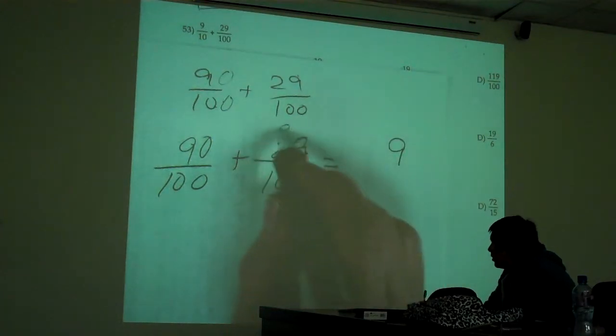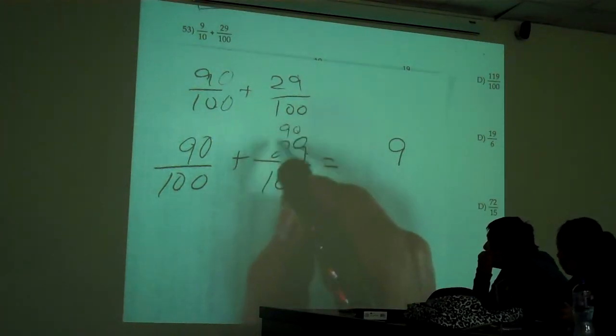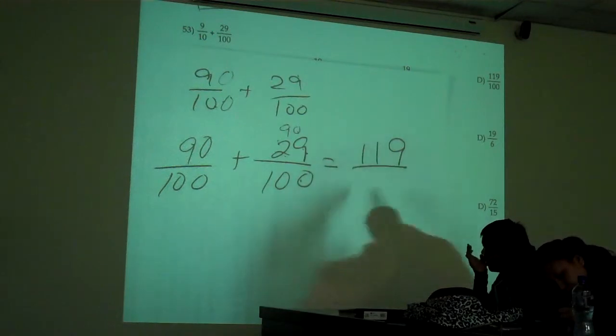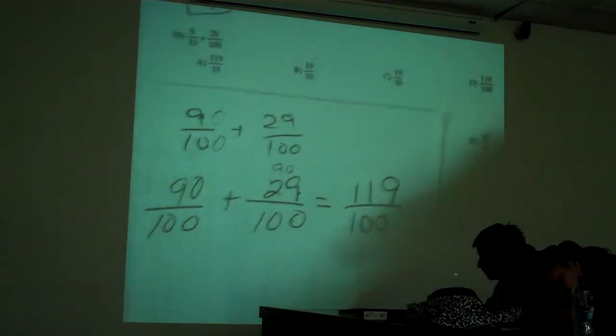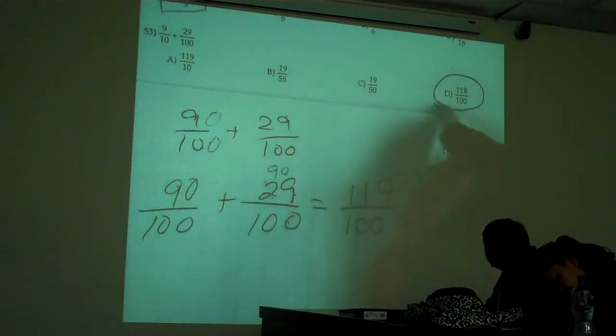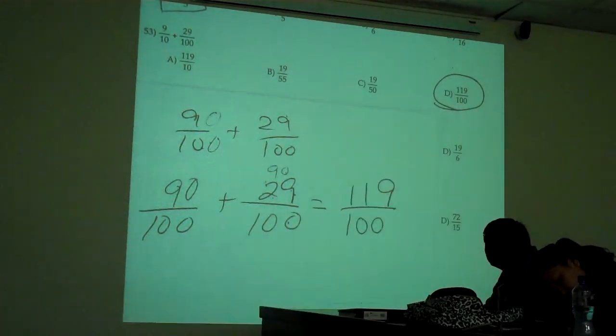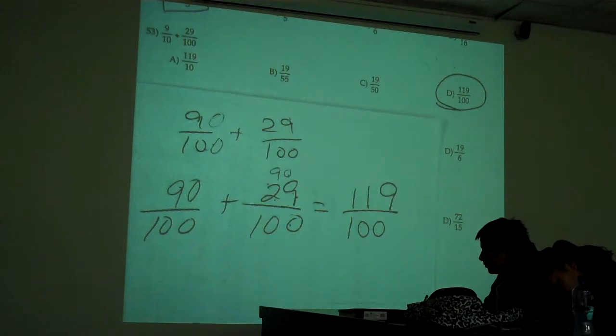90 plus 29, 9 and 9 and 11, 119 over 100. Okay. This doesn't have to be turned into a mixed number. It can't be reduced as far as dividing by the same number.